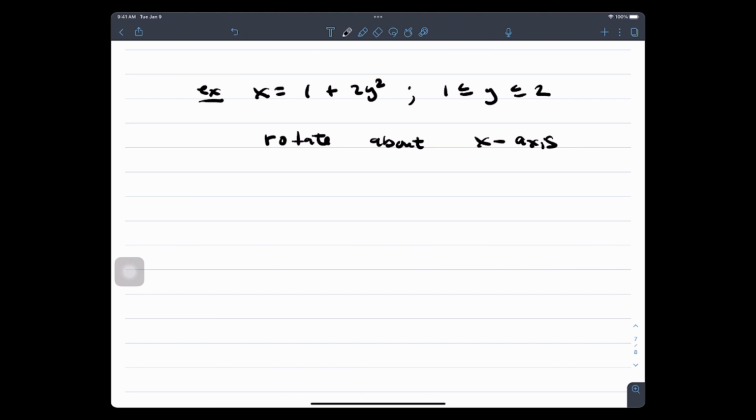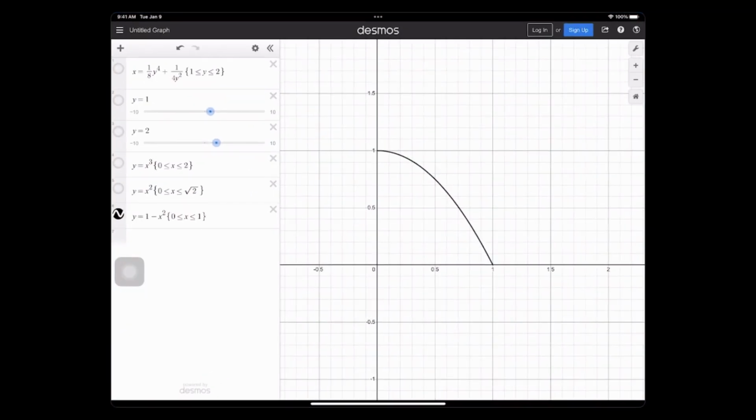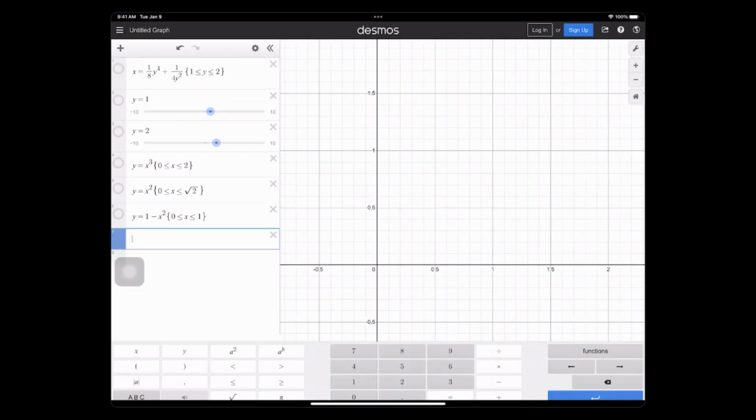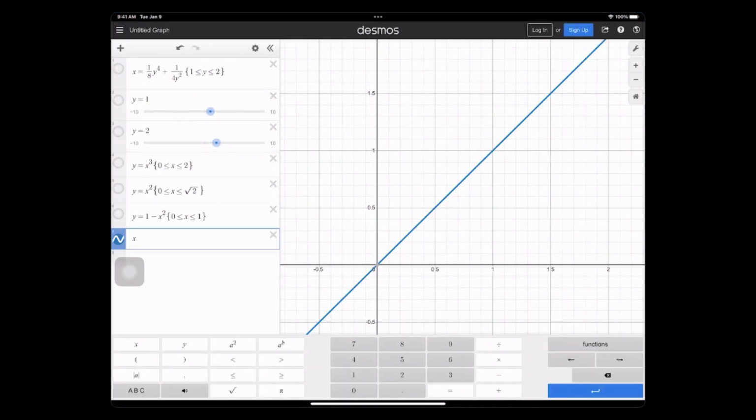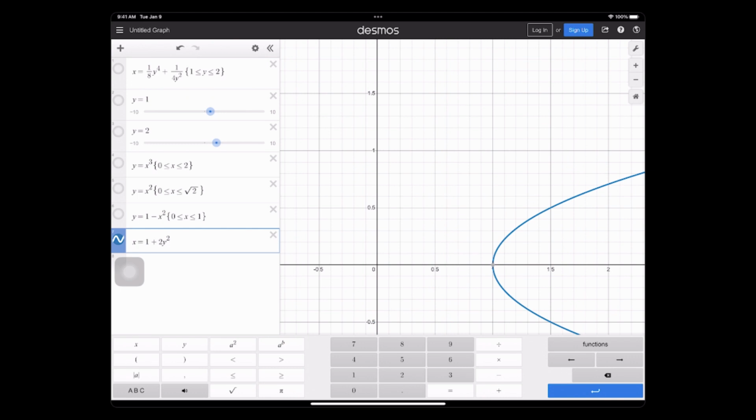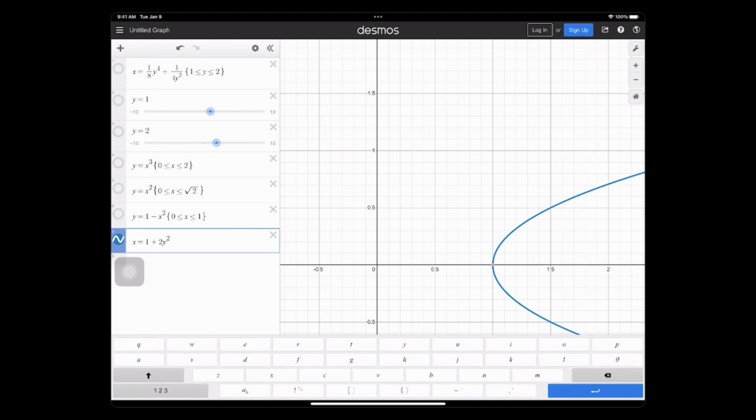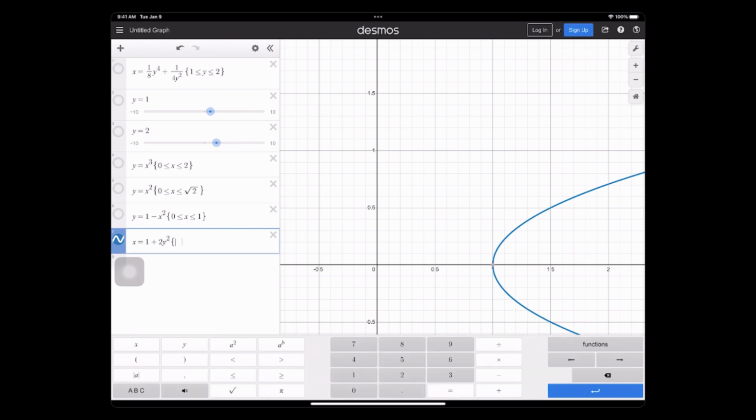All right, let's double check here. Now I'm going to go to Desmos to share with you guys more of the pictures. So x equals 1 plus 2y squared. And what was y going through again? What was that interval? 1 less than or equal to y, less than or equal to 2 here. Okay.